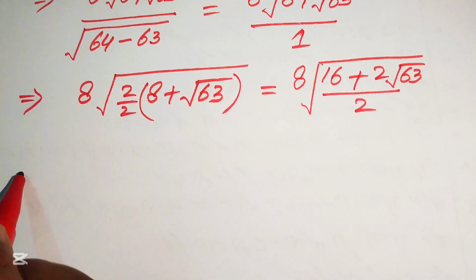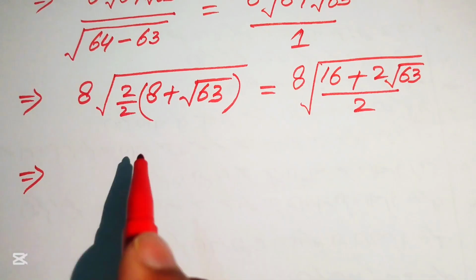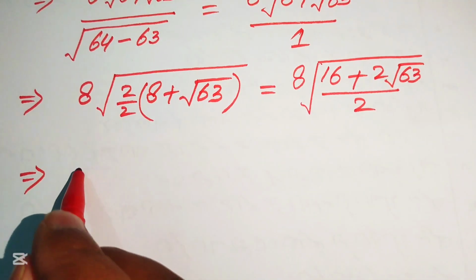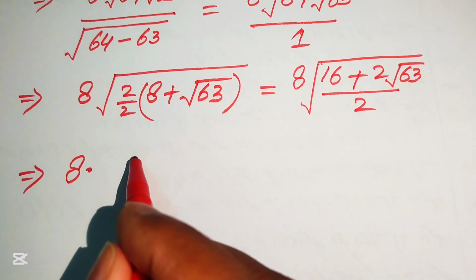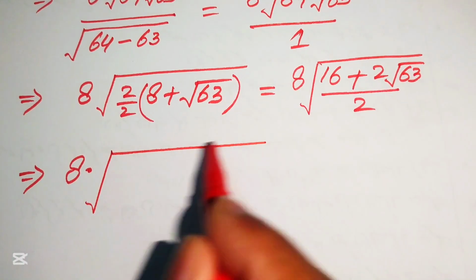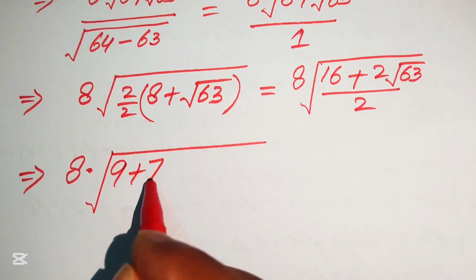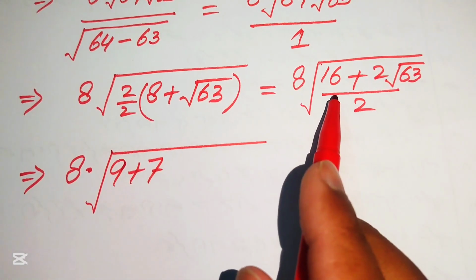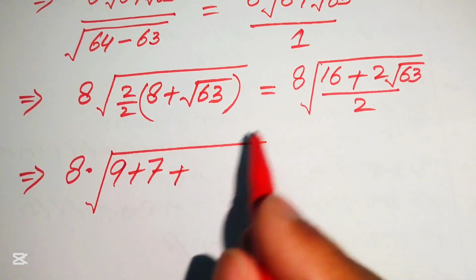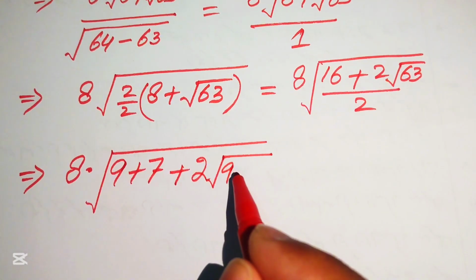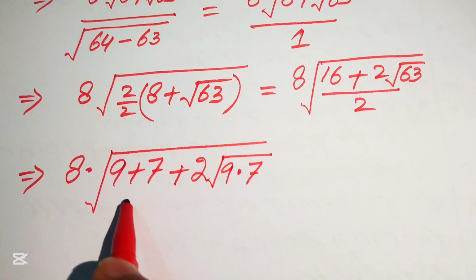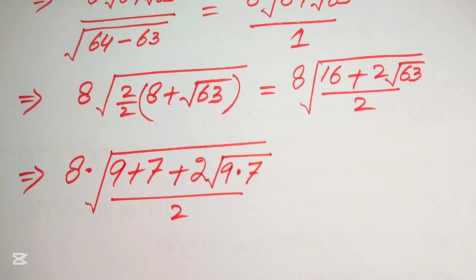And now in the next step, here this will be written as 8 times square root of, this is 16, and we write this 16 in this form 9 plus 7. We know that 9 plus 7 becomes 16, and plus this is 2 times square root of 63. We know that 9 multiplied by 7 equals 63.